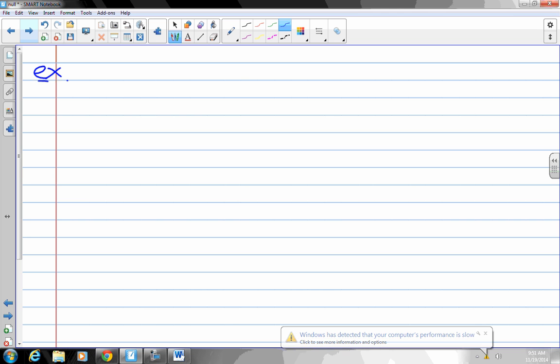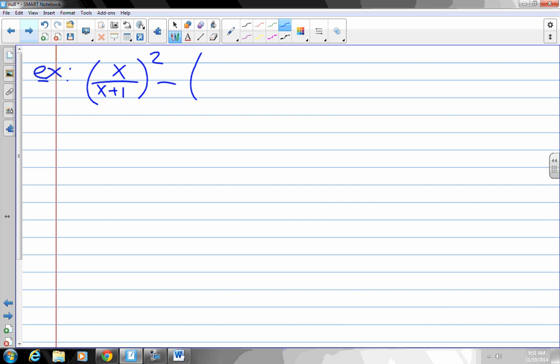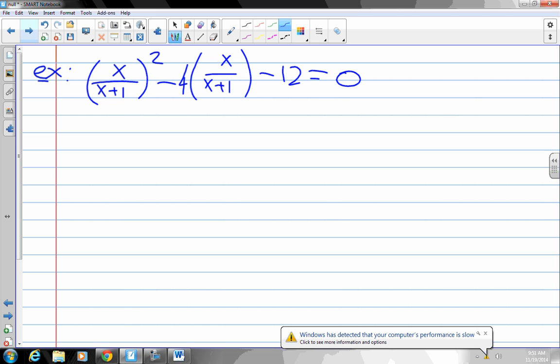How about this example? x over x plus 1 squared minus 4x over x plus 1 minus 12 equals 0. We can solve this problem straight up, because this is an equation that involves rational expressions. I can solve that by clearing out the denominators. Remember that? Yeah, let's do both, for the sake of appreciation.